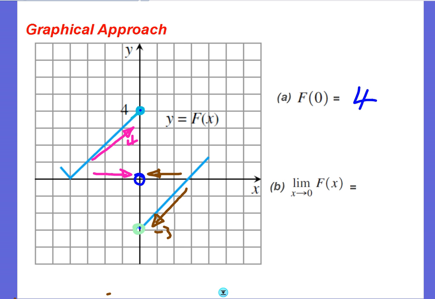From the left side and from the right side, the values that f of x approaches are not the same. So the limit as x approaches 0 of f of x cannot exist. Should it be -3 or 4? It cannot exist because it approaches two different values from the left side and from the right side. So this one does not exist. We can write it as DNE, does not exist.